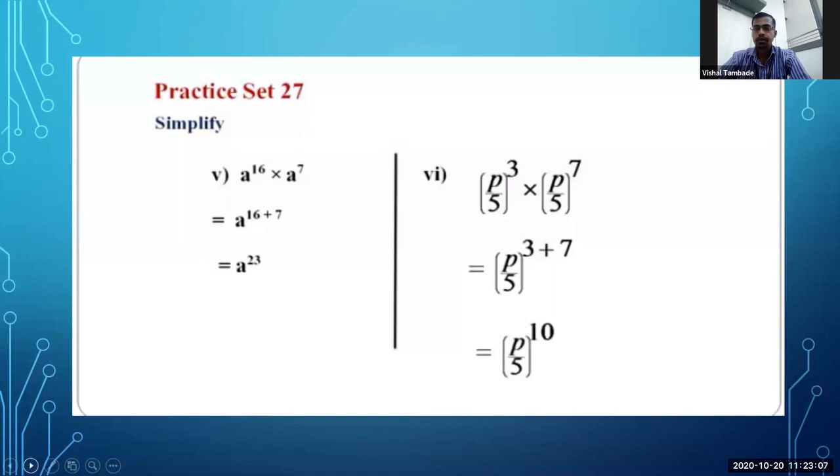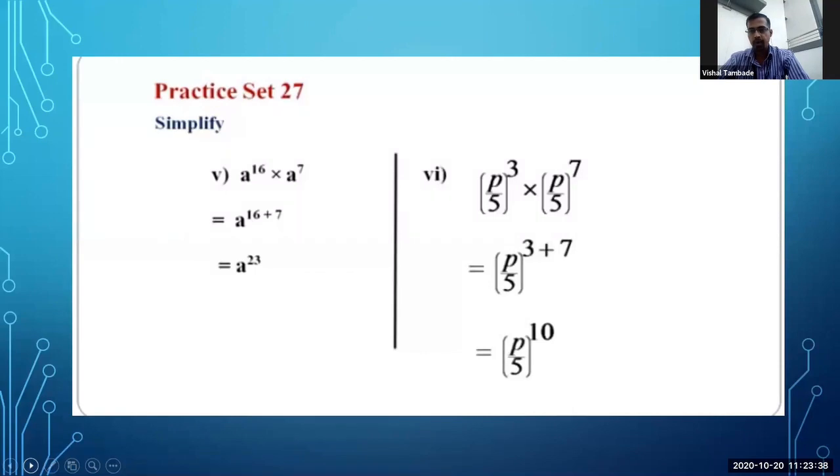Means in this question, we write the base one time and add the power. Why do you add the power? Because the operation between them is multiplication. If the operation between them is multiplication, we have to add the power. Means for a raised to the power, you take base a one time and add the powers 16 plus 7, which is 23. Means a raised to the power 23. This is our final answer.